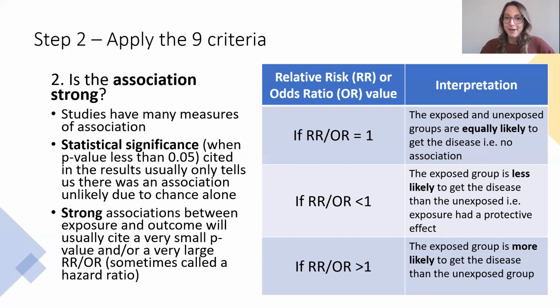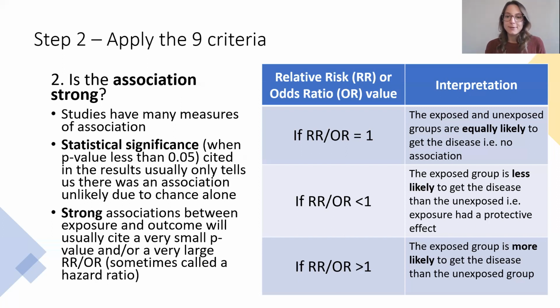So you might find in a study that they say exposure X and outcome Y, the relationship between them had a relative risk equal to 1. How would you interpret that? Well, you would say that the exposed and the unexposed groups that they were comparing were equally likely to get the disease. In other words, there was no association between the exposure and the health outcome. So that's if a relative risk, odds ratio, hazard ratio, whatever similar measure equals 1.